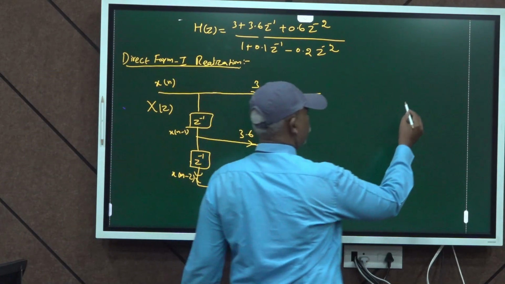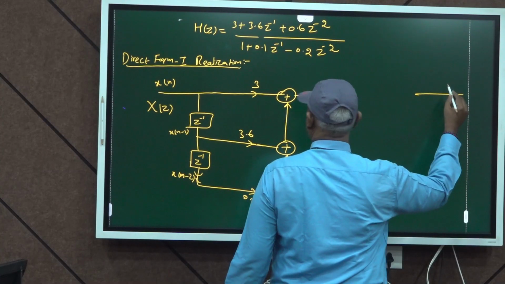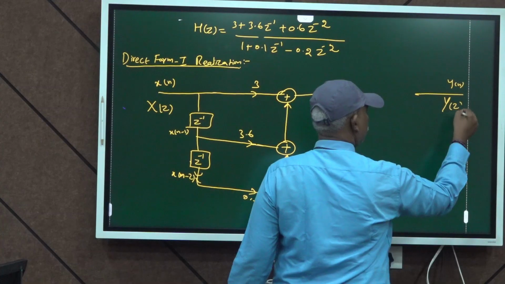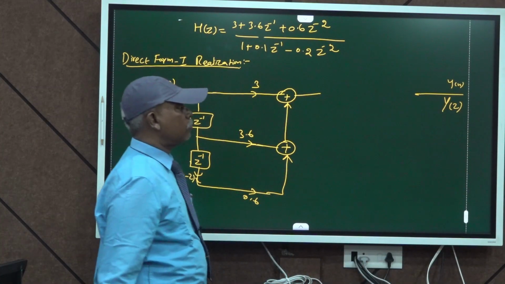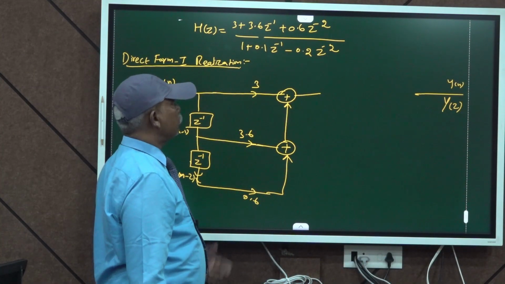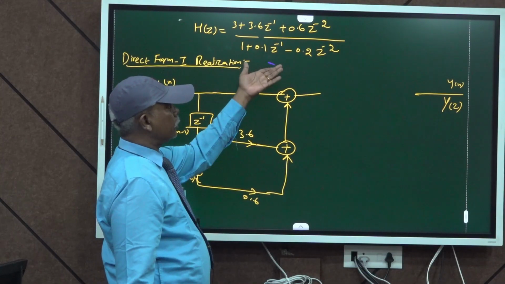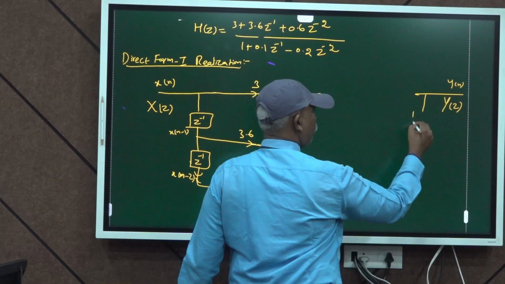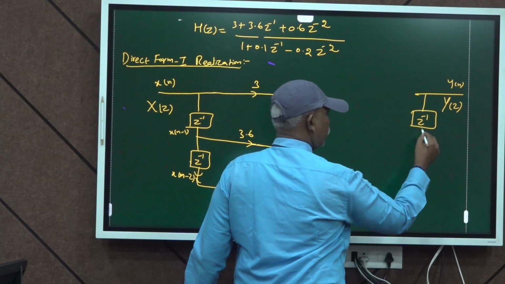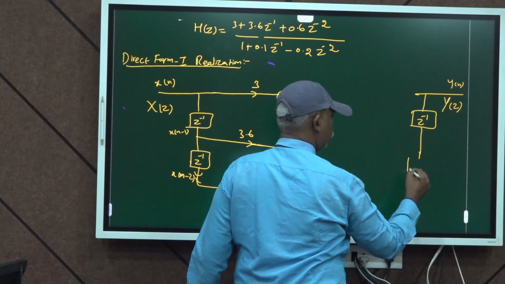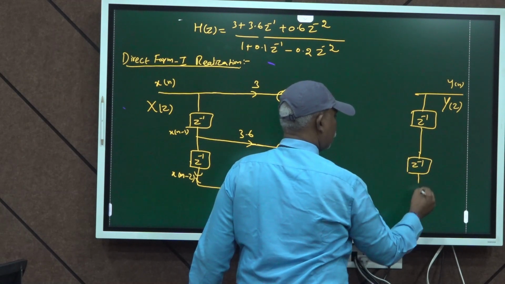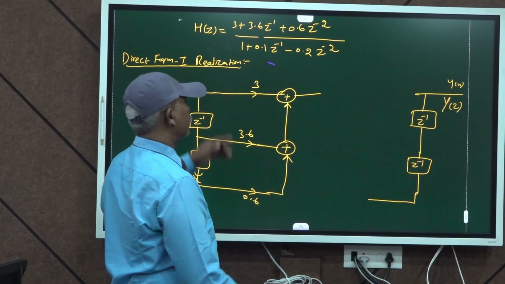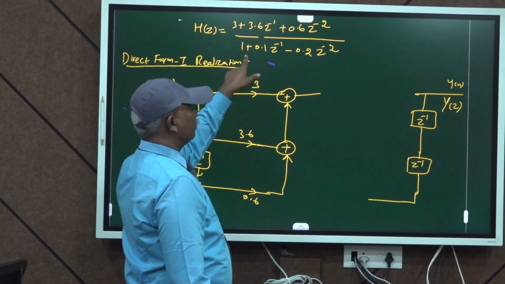On the output side, assume this is y of n, or in terms of the frequency domain representation, y of z. Here also in the denominator, the maximum delay element is 2. So you just draw, as on the input side, 2 delay elements on the output side. Here the first term is 1.